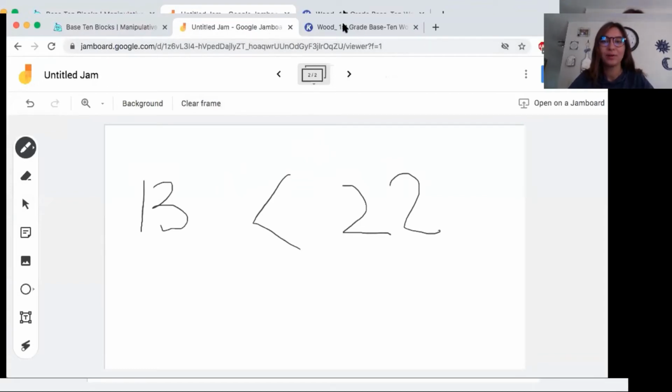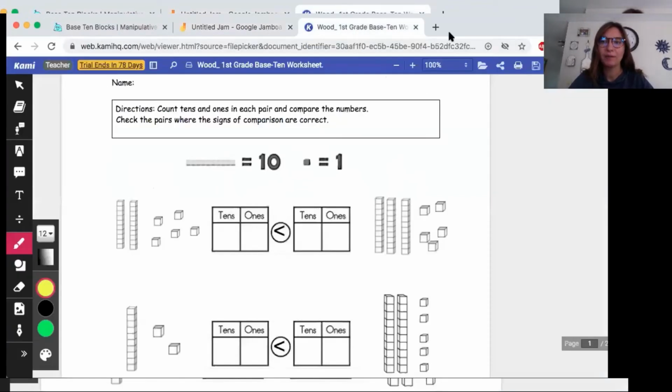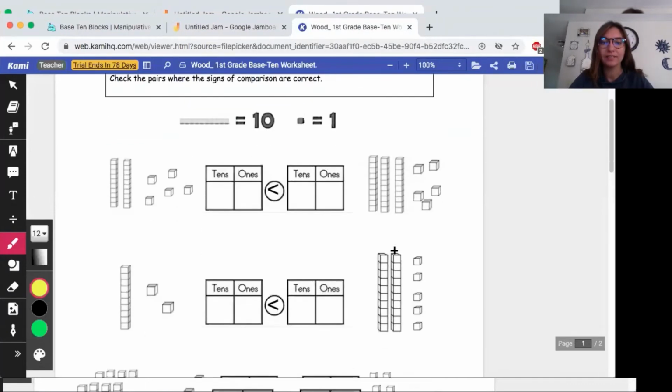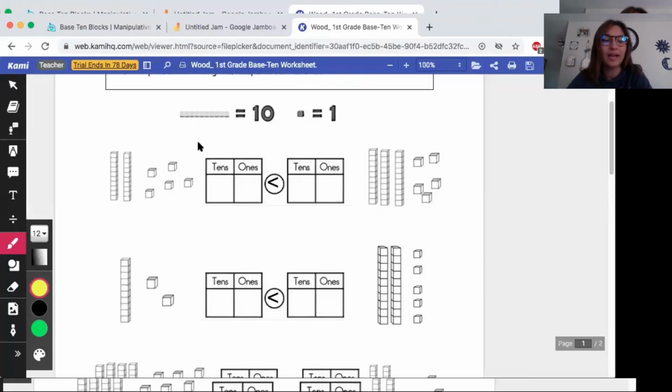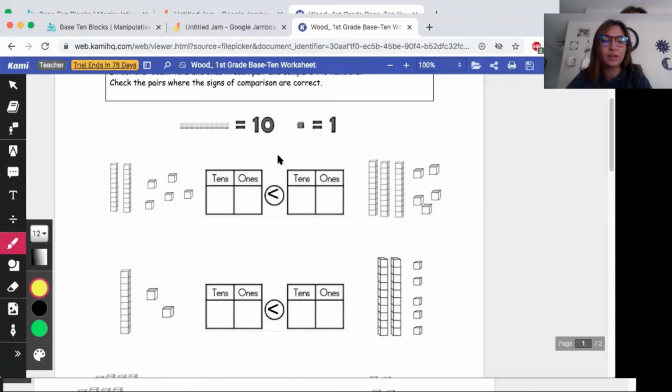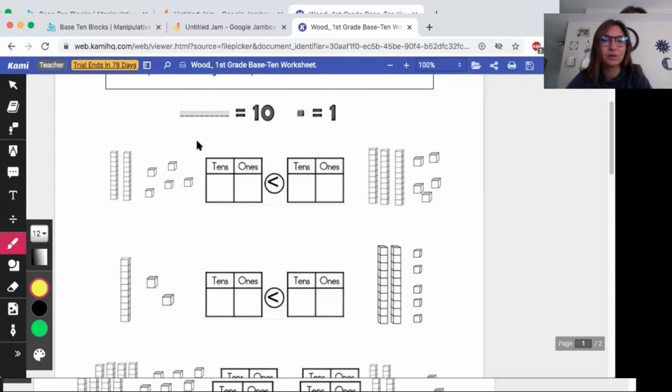Let's get started with our worksheet. I'm going to go through number 1 together, and then after I'm done, you guys are going to do the worksheet in pairs. Okay, let's get started by reading the directions. Count 10s and 1s in each pair and compare the numbers. Check the pairs where the signs of comparison are correct. Okay, we have a nice reminder on the top too, reminding us about the 10s and the 1 unit.